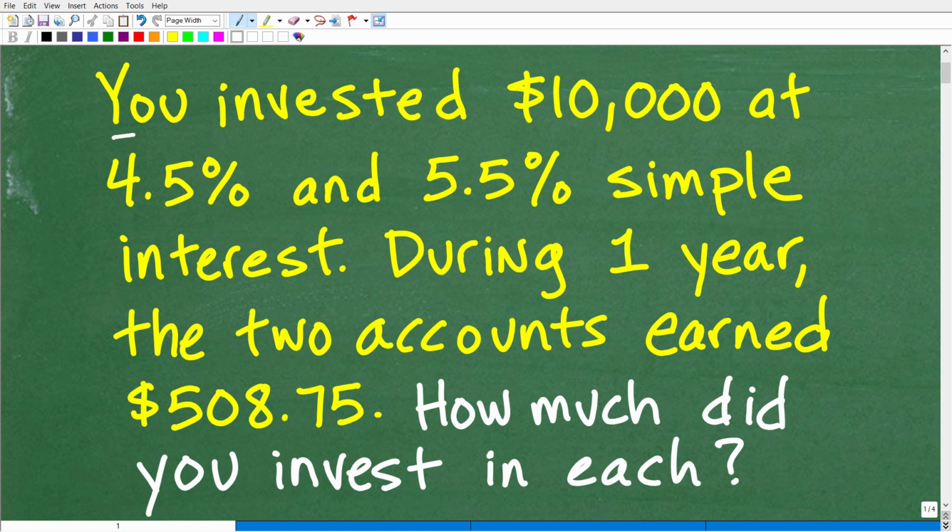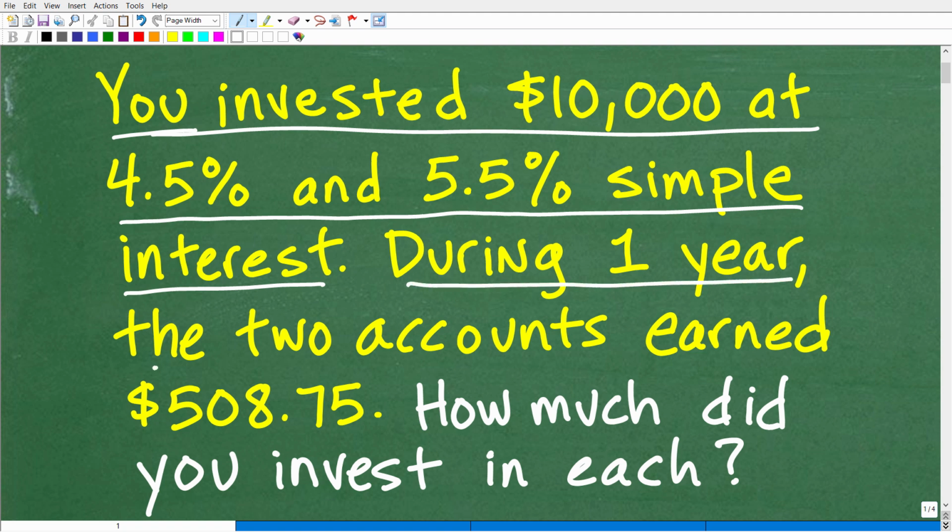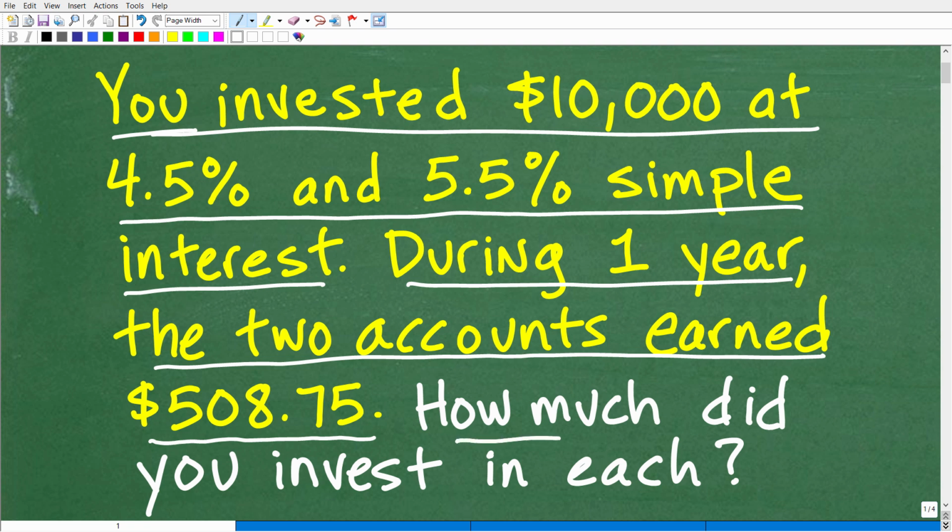It says you invested $10,000 at 4.5% and 5.5% simple interest. So during the course of 1 year, the two accounts that you invested in earned a total of $508.75. That's how much earned interest you made. Okay, so the question is, how much did you invest in each account?